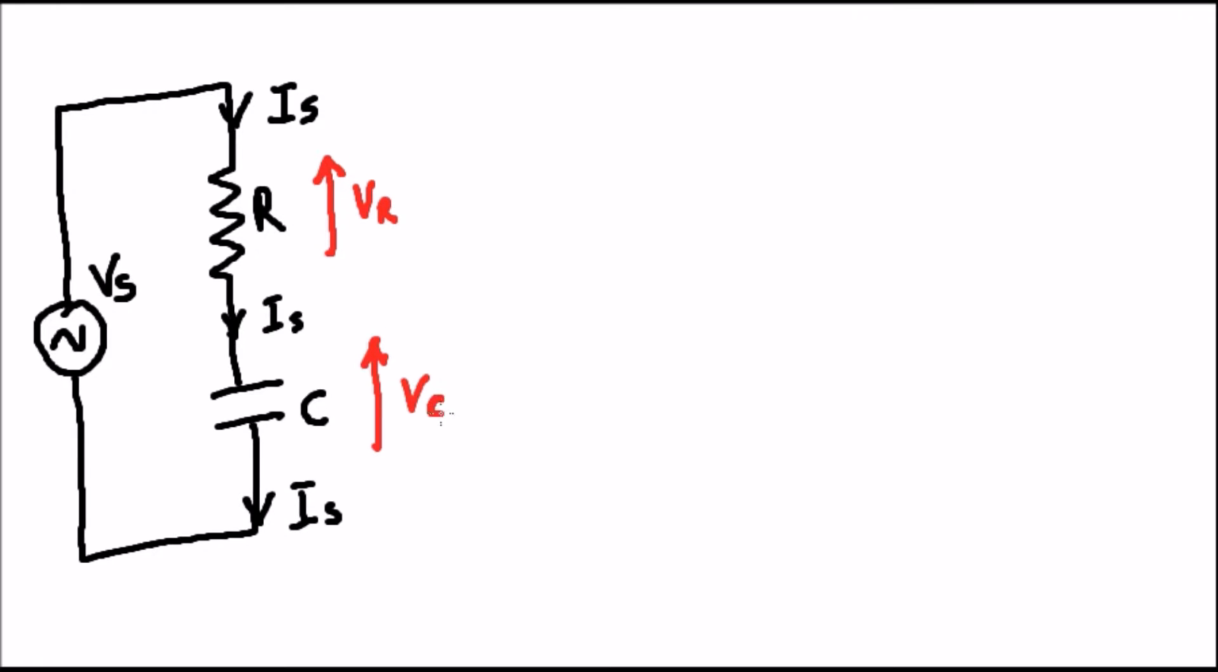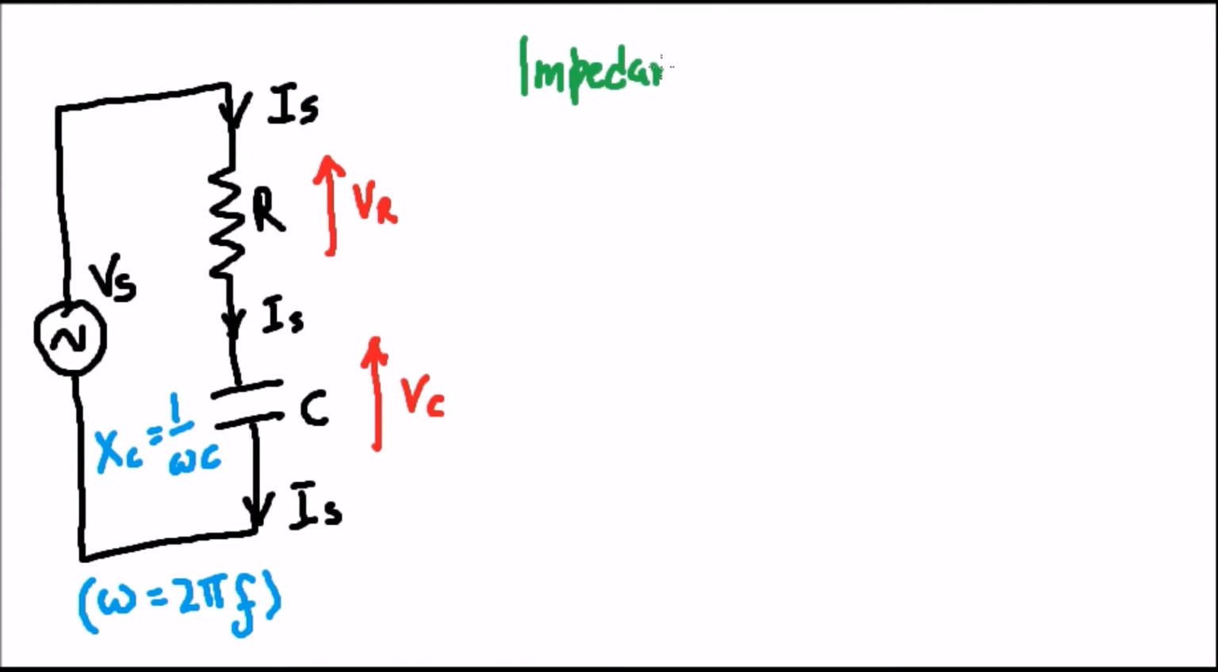But the voltage across each component can be different. We already know the resistance of a resistor, but we now need to work out the reactance of a capacitor using Xc equals 1 over omega C, or Xc equals 1 over 2 pi fC. Now the current flowing through the circuit is opposed by both the resistance and the reactance. We can combine them together into an overall effect which is called impedance.